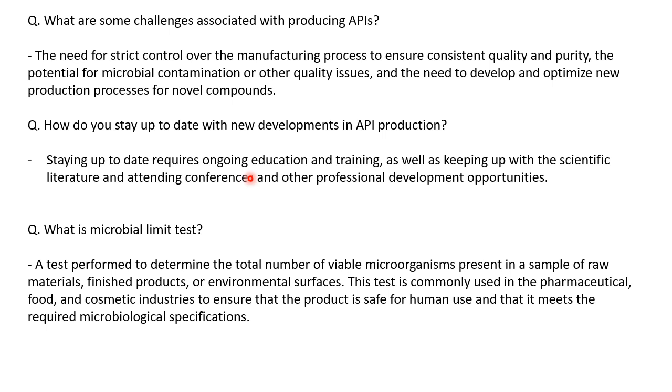Now, moving purely towards microbiology-related topics, which are done in quality control. A very important test is the microbial limit test. In short it is written as MLT, which stands for microbial limit test. So what is the microbial limit test? It is a test performed to determine the total number of viable microorganisms present in your sample. Your sample can be a raw material, an intermediate product, that means it is still in process, a finished product, or any environmental surfaces that are to be monitored.